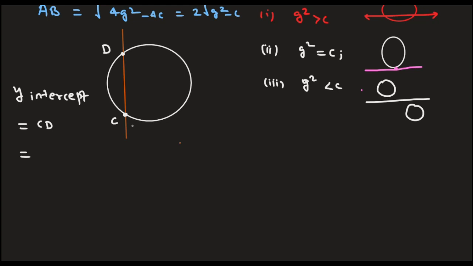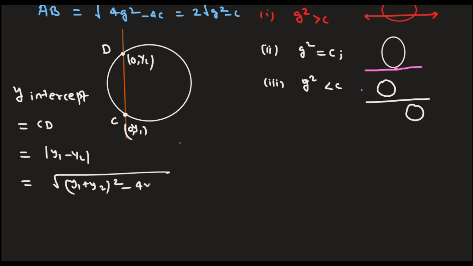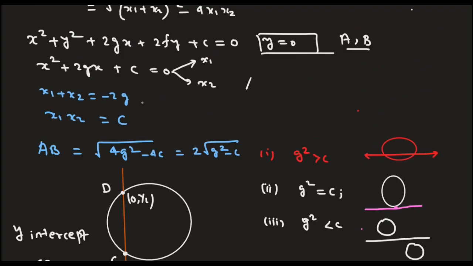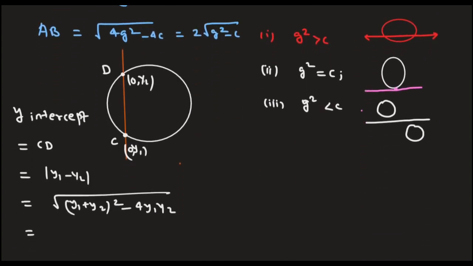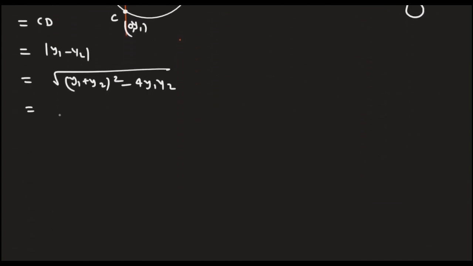And CD, if you consider this point is 0 comma y1, and this point is 0 comma y2, so you are actually calculating the length, modulus of y1 minus y2, which is nothing but root over of (y1 plus y2) whole square minus 4 y1 y2. So just as before, here we have minus 2g, and here you will get minus 2f and c. So we will have 4f square minus 4c, in a similar argument. Okay, now no need to worry about it, you can easily solve it.